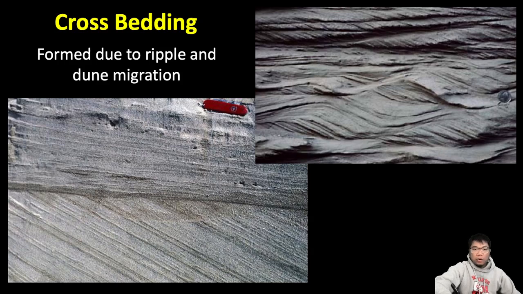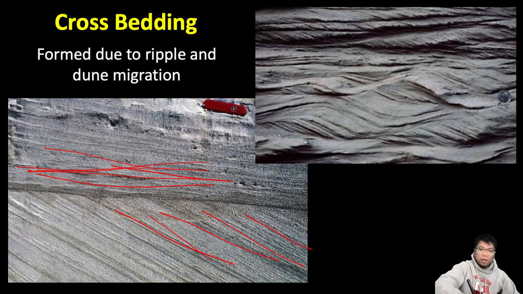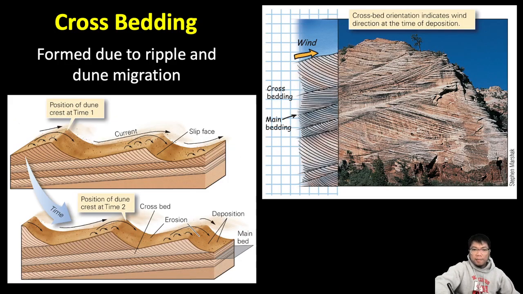The next one is called cross bedding, and cross bedding is formed due to ripple and dune migrations. Here you can see that these laminations or beddings of sedimentary rocks are crossing with each other, and that is the reason why we call it cross bedding. This is also a good example of cross stratification of sedimentary rocks.